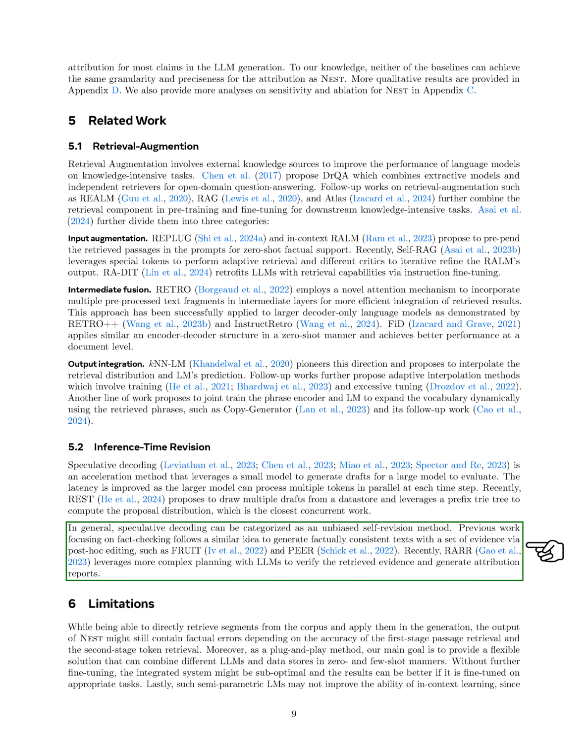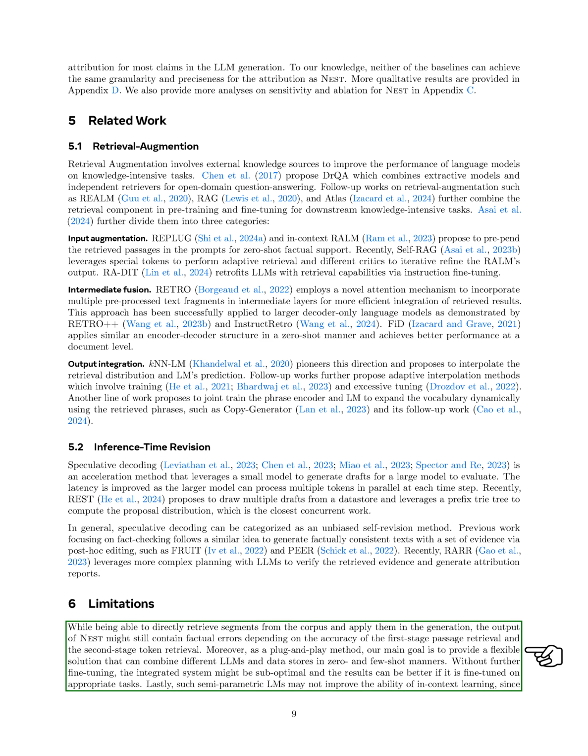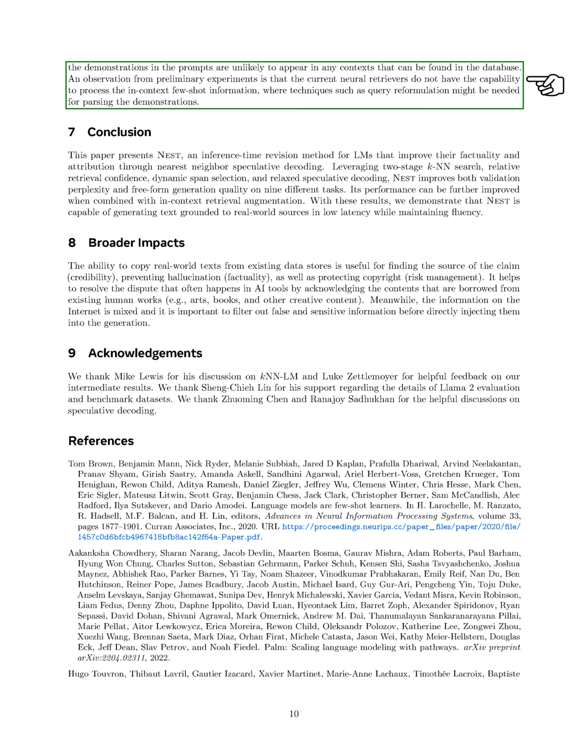However, there are limitations to these methods. While they can retrieve segments from a corpus and use them in generation, errors may still occur depending on the accuracy of passage retrieval and token retrieval. Additionally, without further fine-tuning, the integrated system may not perform optimally and could benefit from fine-tuning on specific tasks. Semi-parametric language models may not enhance in-context learning, as prompts may not align with the database content. Current neural retrievers may struggle with processing in-context few-shot information, requiring techniques like query reformulation for better understanding.